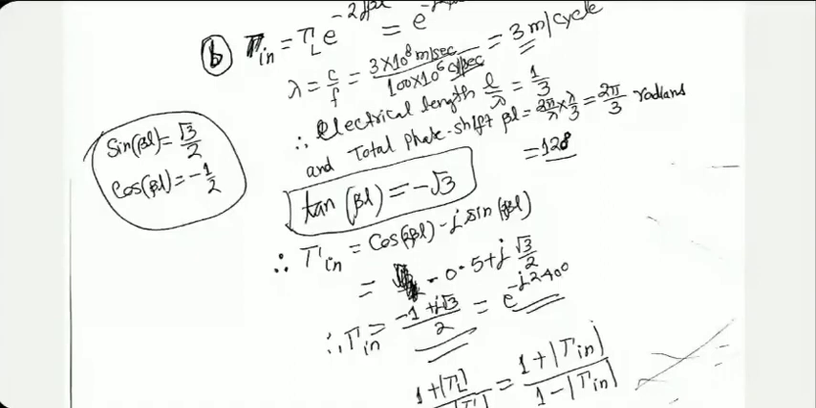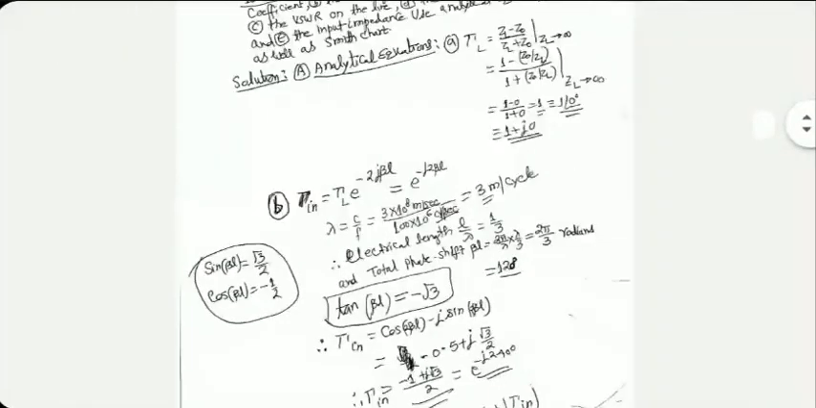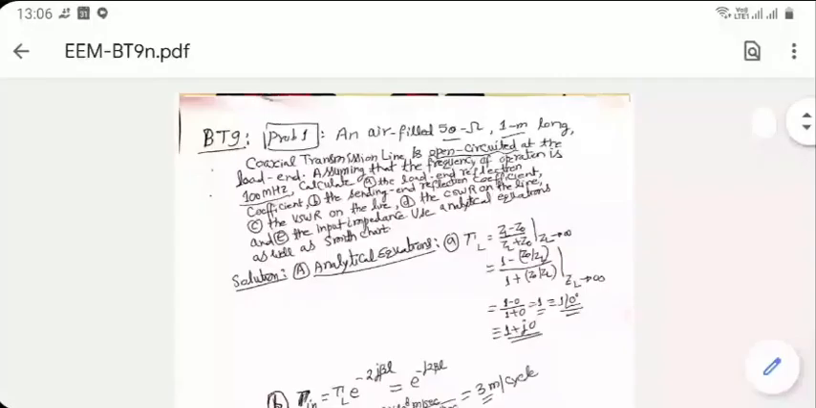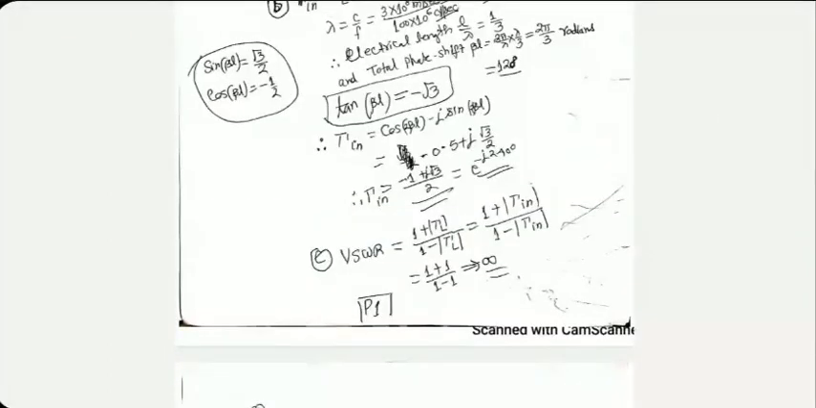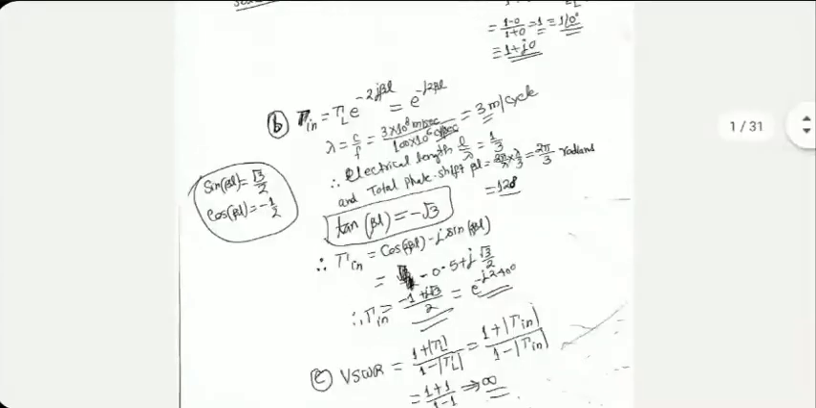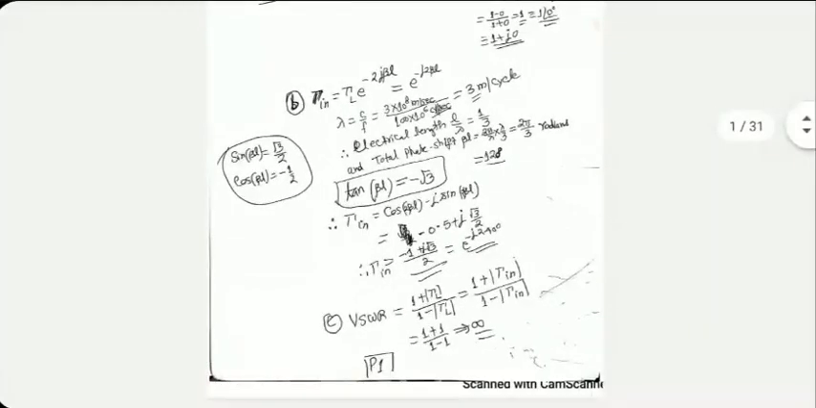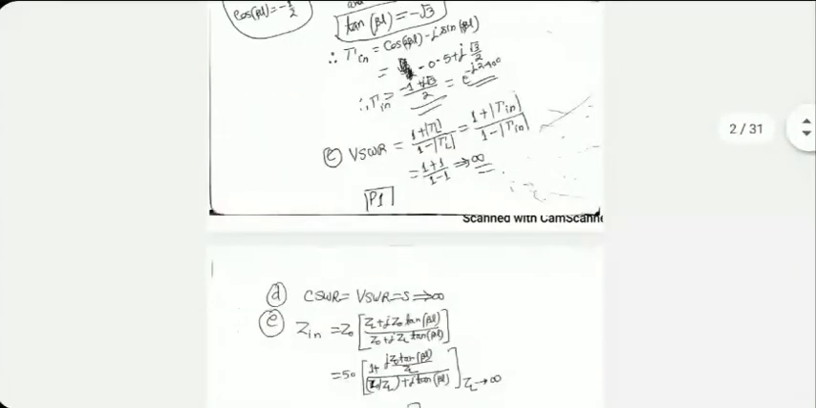Sin beta L and cos beta L values have been calculated separately. You can double check my calculations, but it's fairly straightforward to calculate the input reflection coefficient from the load reflection coefficient. Part C is VSWR, which is 1 plus magnitude of tau L divided by 1 minus magnitude of tau L. So 1 plus 1 divided by 1 minus 1, which is infinity. The ratio of maximum to minimum voltage magnitudes will be infinity for an open circuited line. Basically, everything gets reflected back. That's what happens. CSWR is same as VSWR, so same answer.